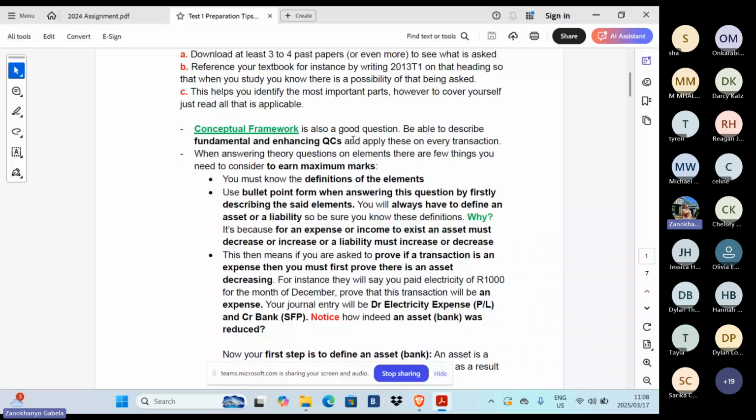Are you going to be asked them in an exam? The likely chance of them being asked in an exam is very high as well. So it's worth noting down in your textbook. Please highlight and underline. It will be very important.